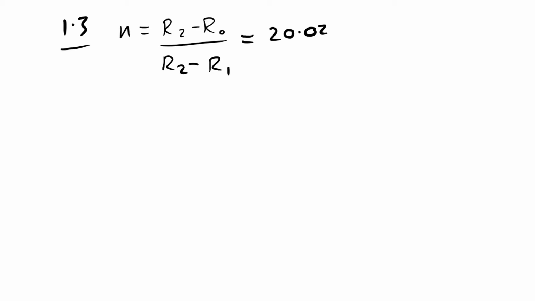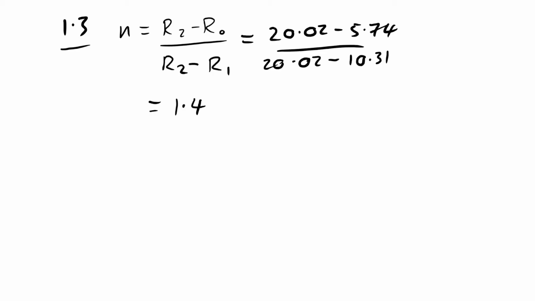1.3, we have this travelling microscope setup. I swear I've seen this before. I know I've seen this in a question before, in a past paper. That's so weird. Okay, whatever. We're just being given this equation here. So all we have to do is pop in the numbers. Nice and easy. So just 20.02 take away 5.74 divided by 10.31 instead. And we end up with not quite 1.48, but 1.47.